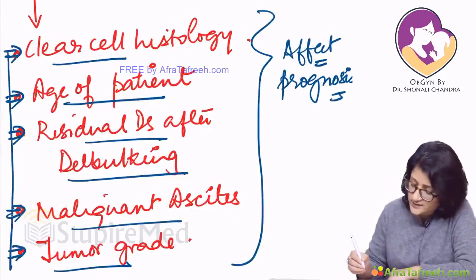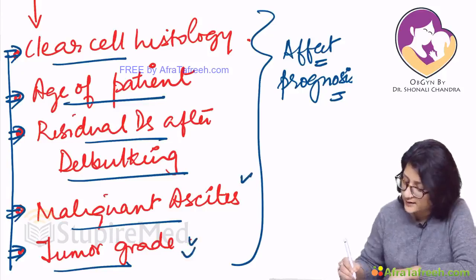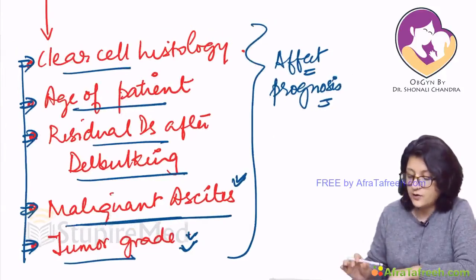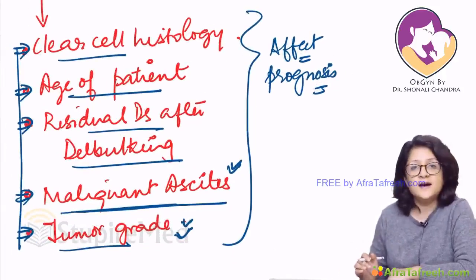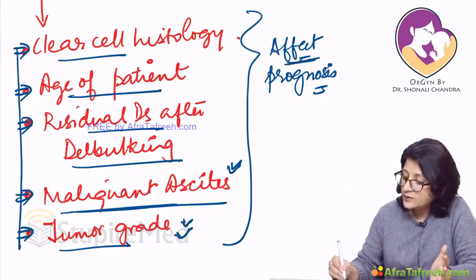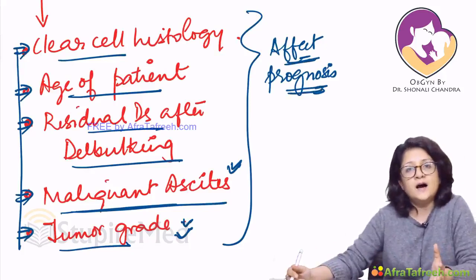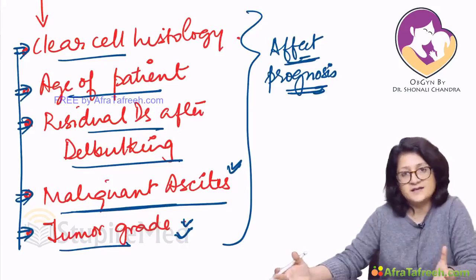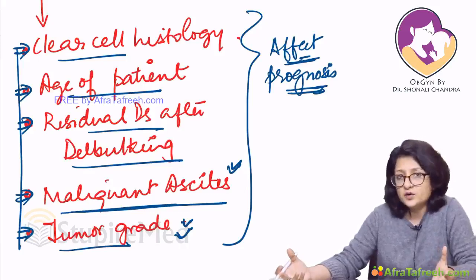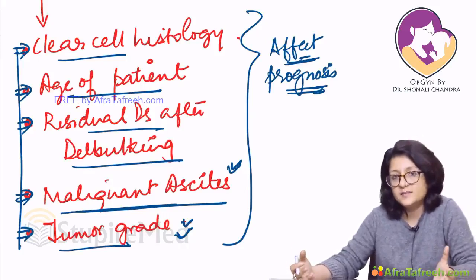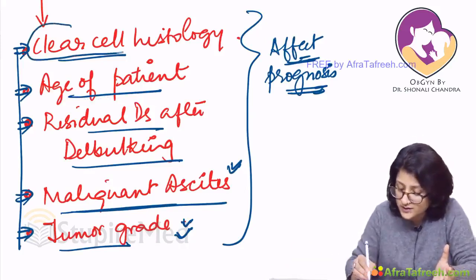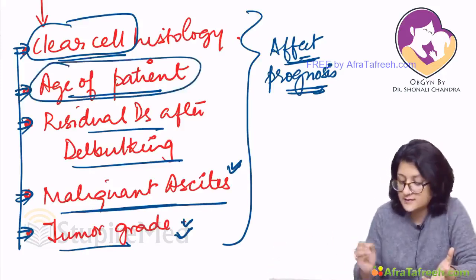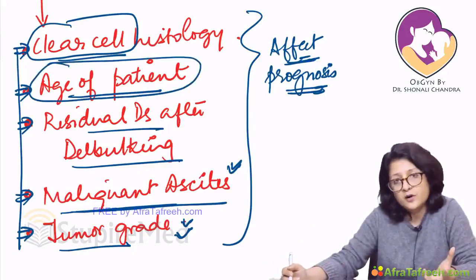And most of these, like malignant ascites and tumor grade, are separately written. Malignant ascites is a part of staging, but why I want to tell you about these factors is that if two women are in the same stage, both stage 1, let's say, then who has a better prognosis? The one who has a good histology has a better prognosis. If the woman has a clear cell histology, then it is bad prognosis, right? If the woman is older in age, she has a poorer prognosis.